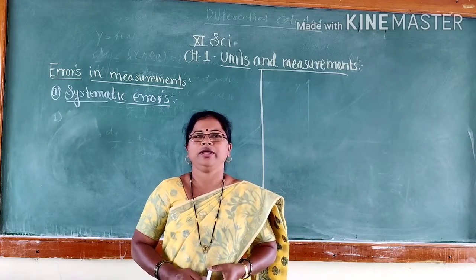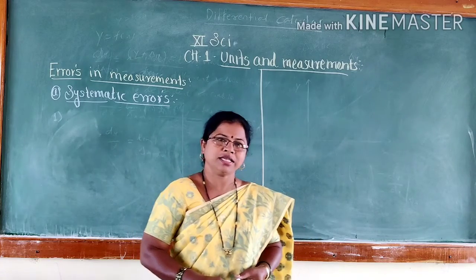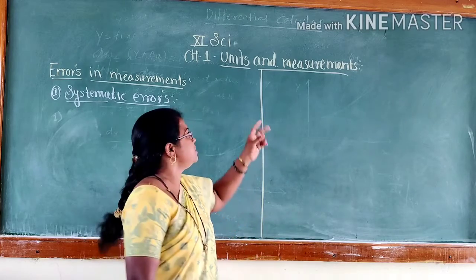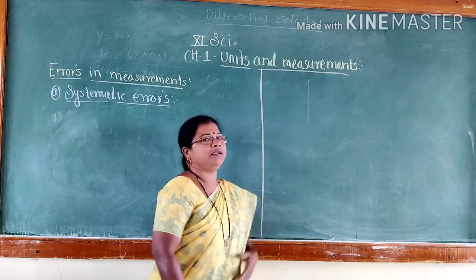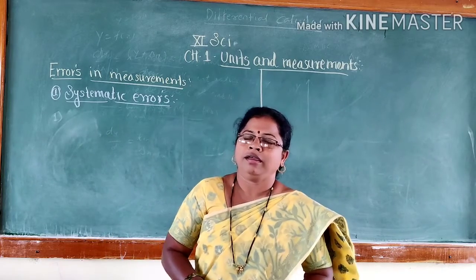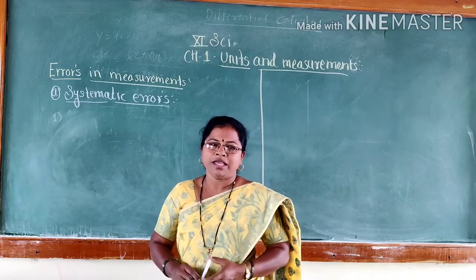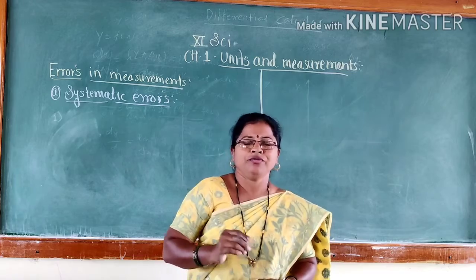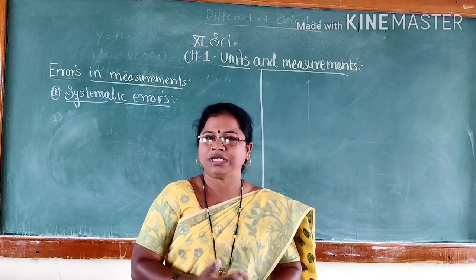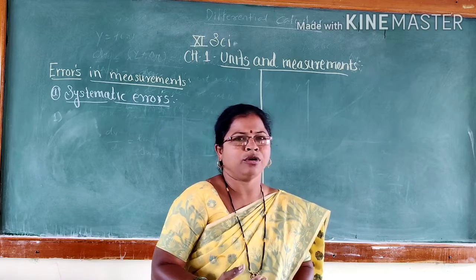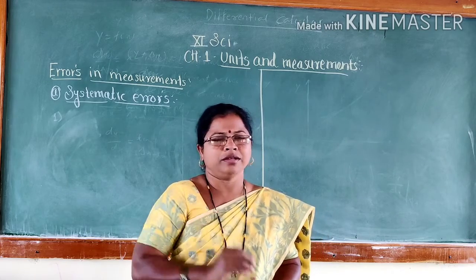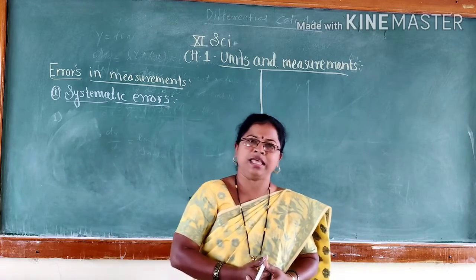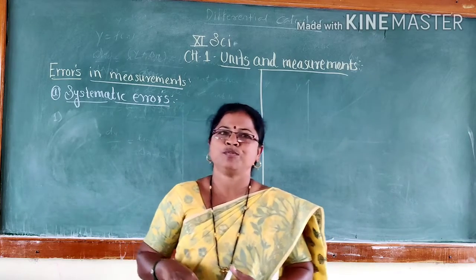Hello students, today we are going to see the next point from chapter 1 of 11th Science. The name of that is Units and Measurement. In this chapter, there are errors in measurement. That means whichever measurements we take of any physical quantity, there will be errors. So which types of errors are there, and how to minimize them, is in this point.